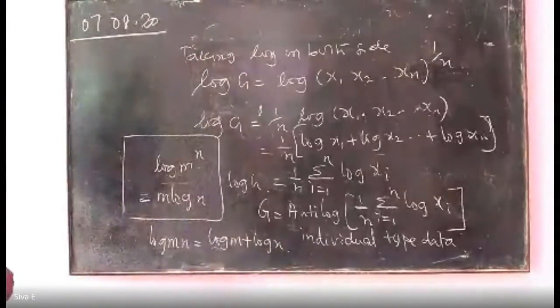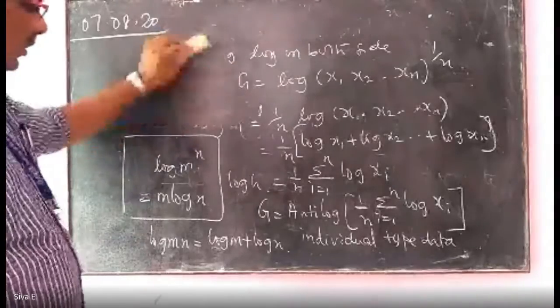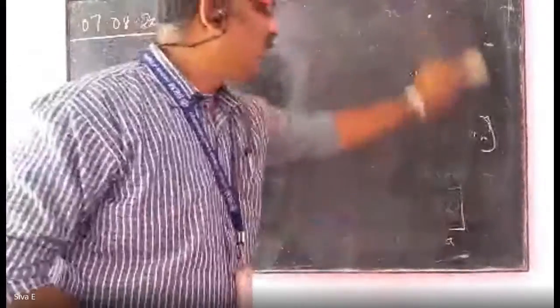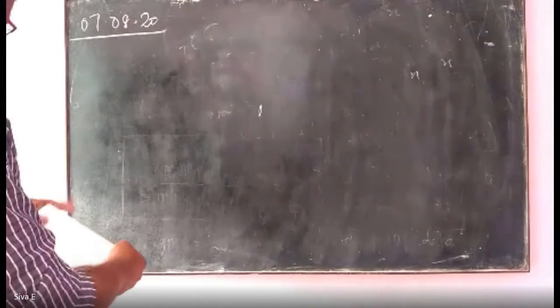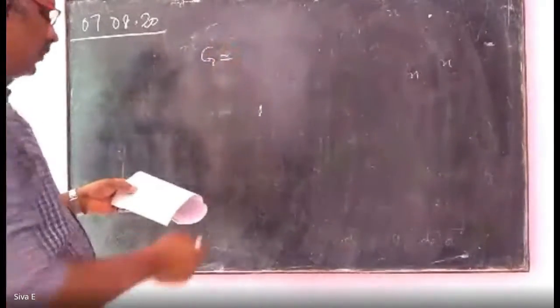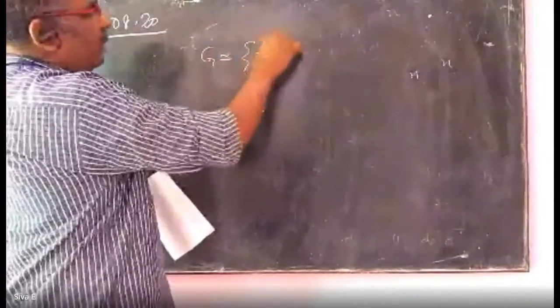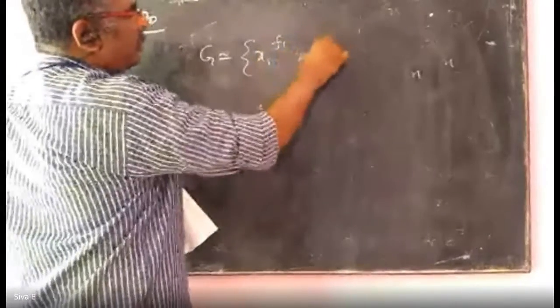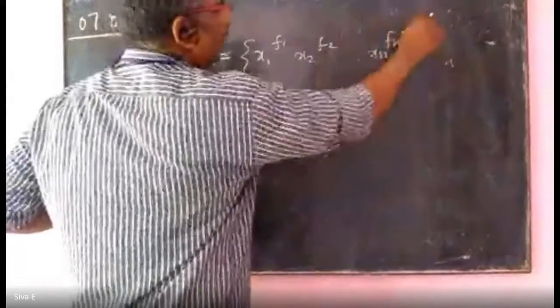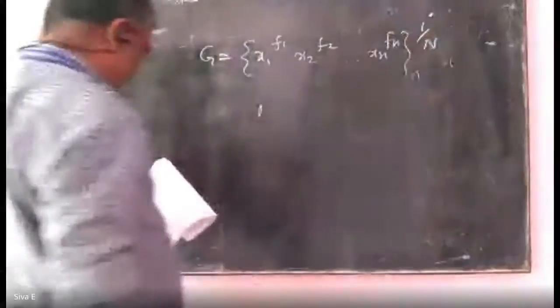For the discrete type data, write down the heading. For discrete type data, G equal to (x1 power f1, x2 power f2, ..., xn power fn) whole power 1 by n.